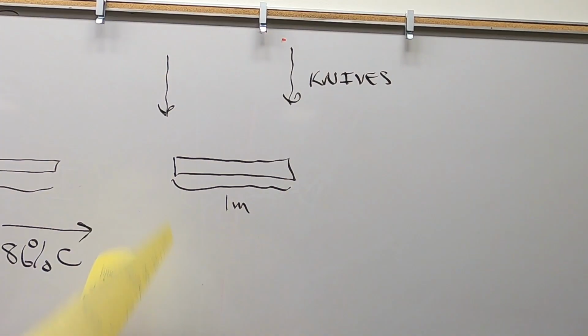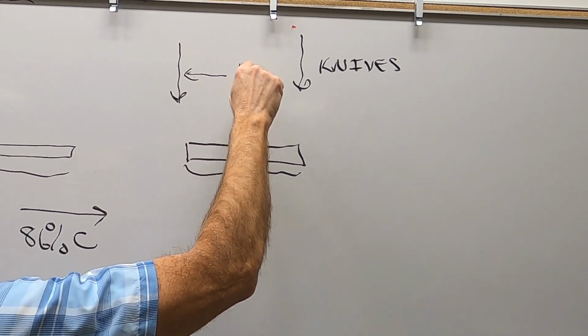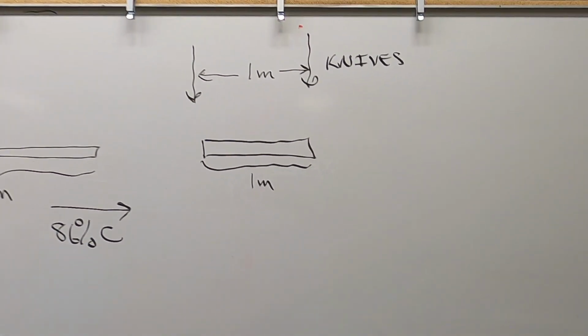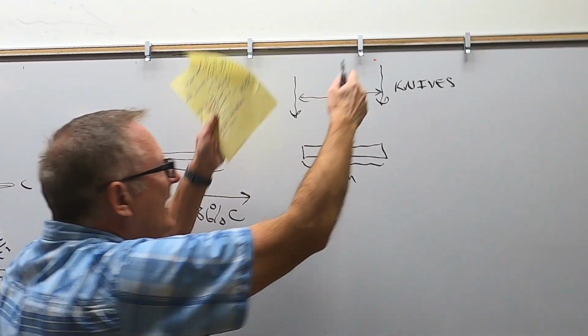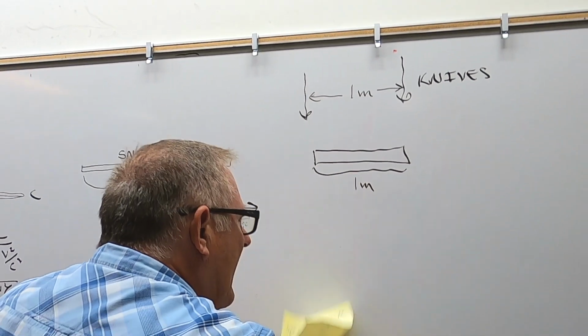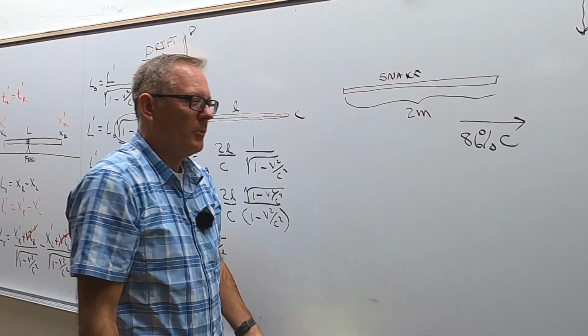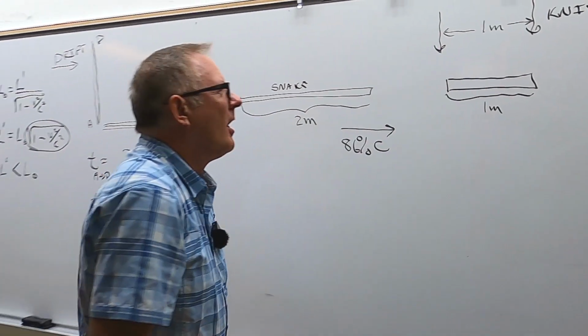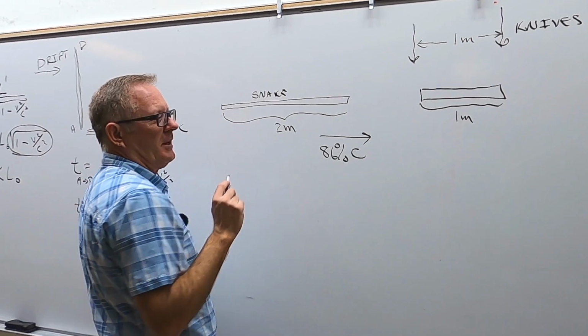They both come down and they're 1 meter apart from each other. And so this snake, if he goes by at 86% the speed of light, these knives should go down and miss him completely right there. And so he feels safe. But that's from our point of view. What about from the snake's point of view?